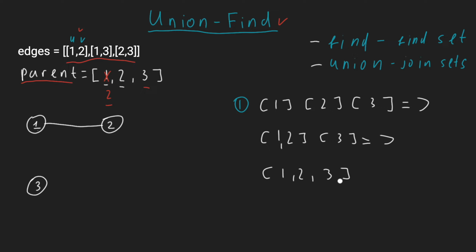The parent for 1 is 2, and we are updating the value for 2. We are taking the higher value, and it becomes 3. So we have also reviewed this edge.